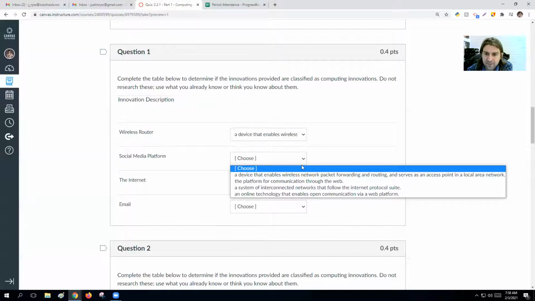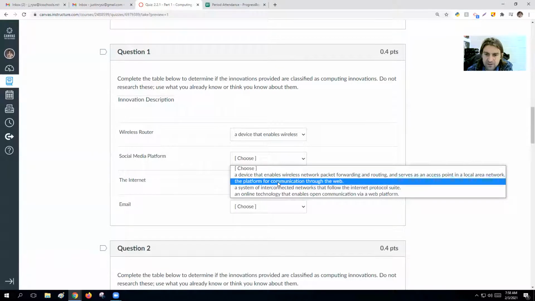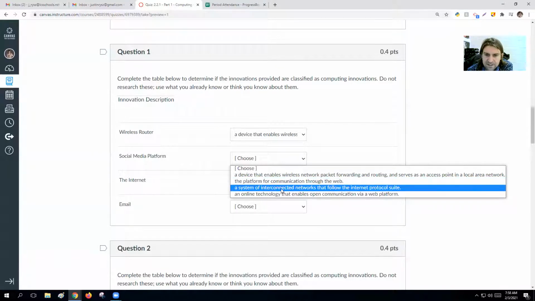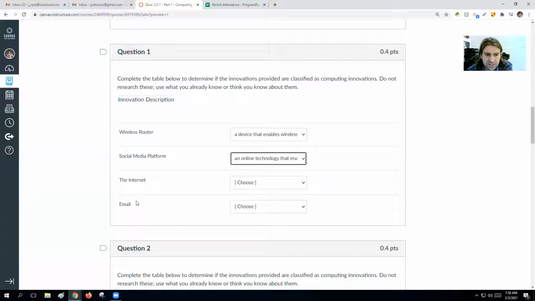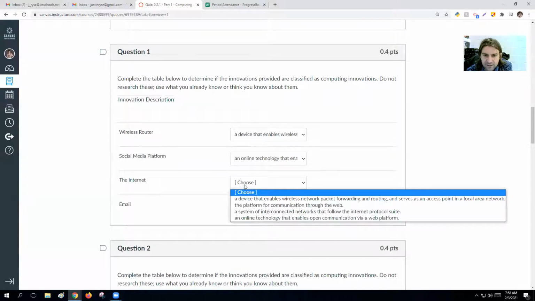Which one's the social media platform? A social media platform, let's see, is a platform for communication through the web, kind of. A system of interconnected networks through the internet. An online technology that enables open community via open communication. I would probably say it's that one. Well, we're going to see which one's better.